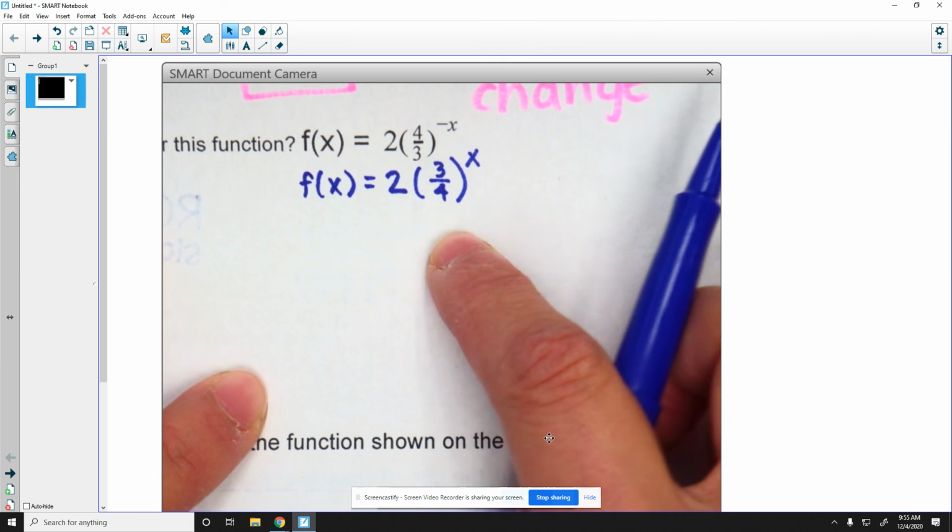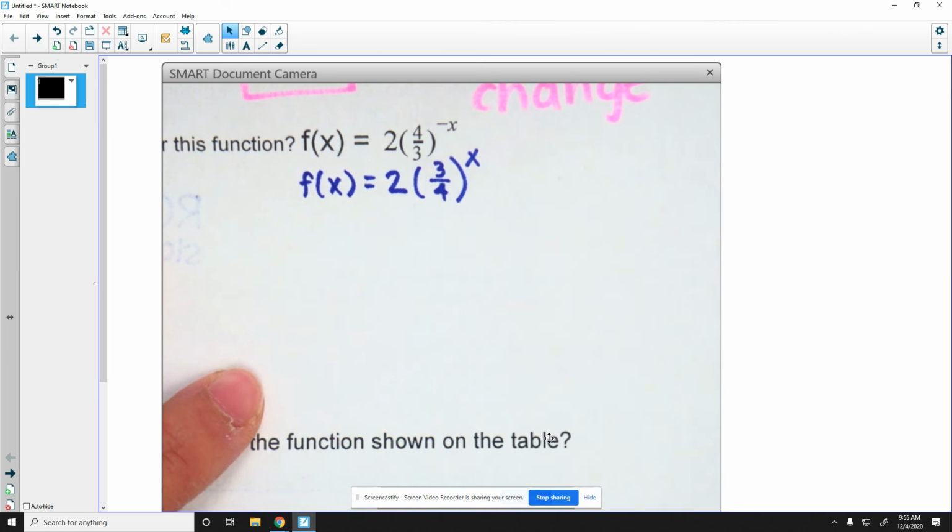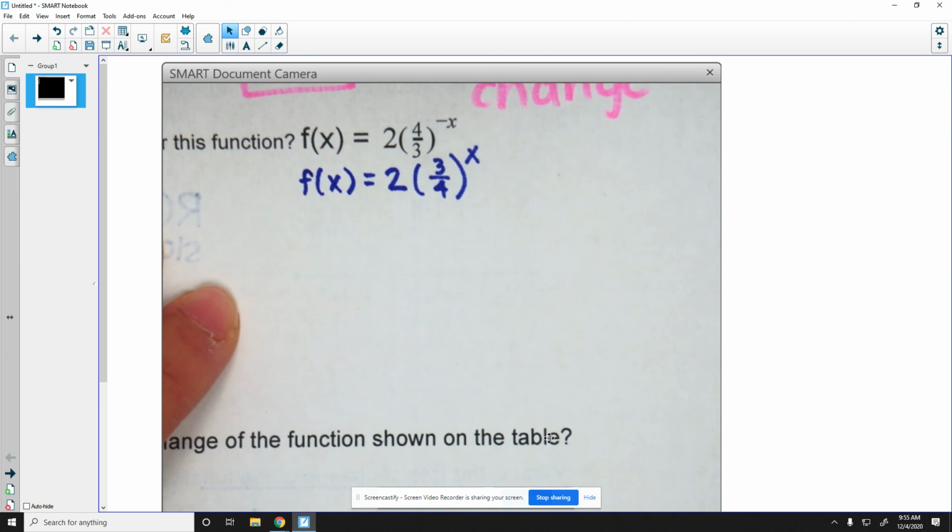Now that you actually simplified your question, now you can find the multiplicative rate of change. So what is it?